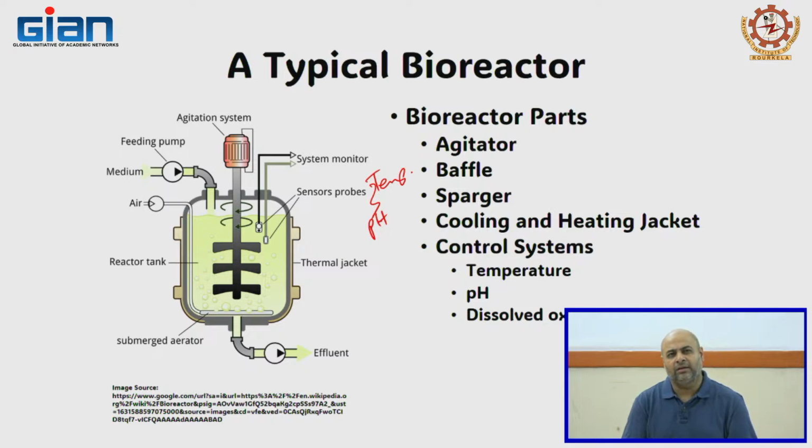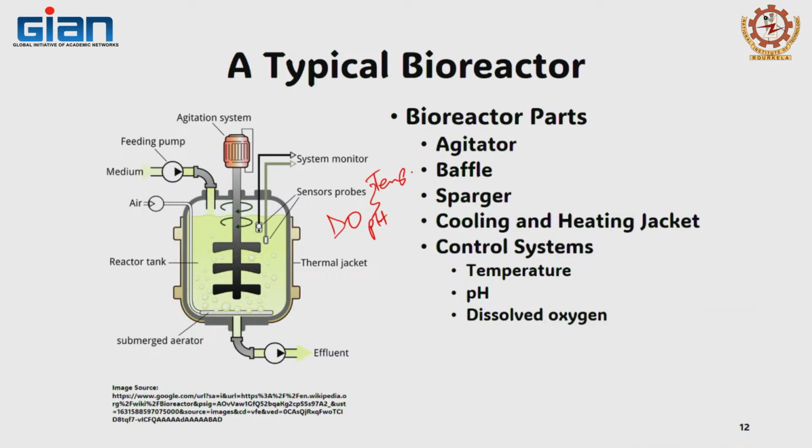What else can I use the sensors for? Dissolved oxygen, right? DO. What else? The level? Let's say it's a batch reactor, so the level is maintained. So you're looking at the dissolved oxygen, you're looking at the pH, you're looking at the temperature, right? These are the major sensors. What else can be used? Or what else can I sense inside a bioreactor? Conductivity?